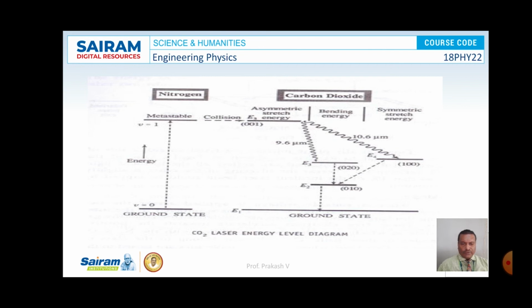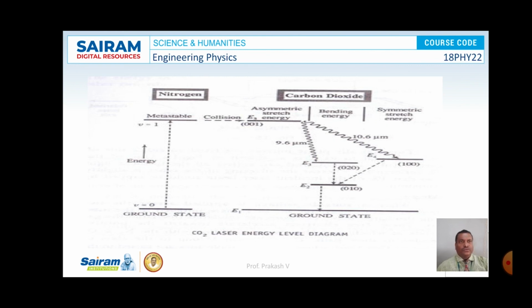There are 2 types of laser transitions here: transition from E5 to E4, in which a laser beam of 10.6 micrometer is emitted, and transition of CO2 molecule from E5 to E3, which leads to a laser beam of wavelength 9.6 micrometer. Here the power output of the laser is found to be 10 kilowatts. So this is about the CO2 laser.